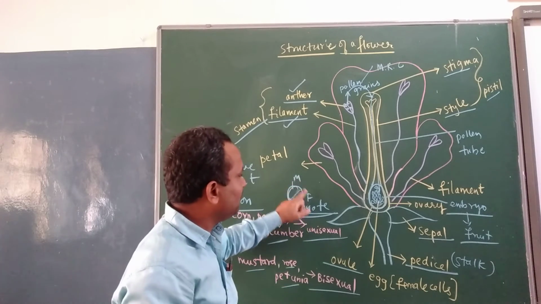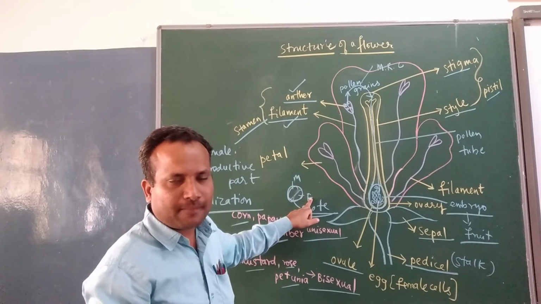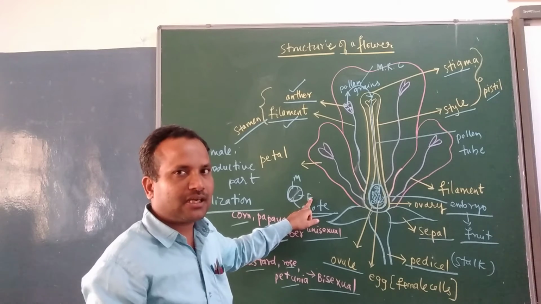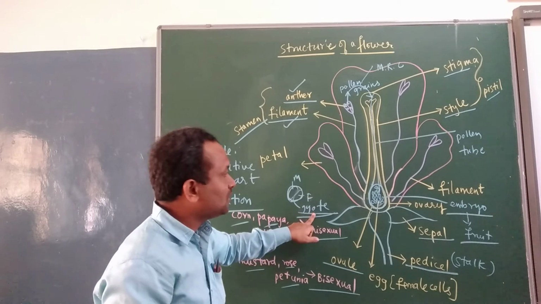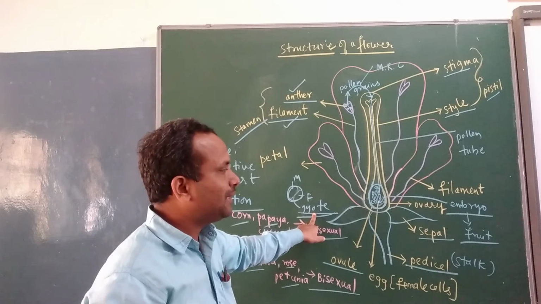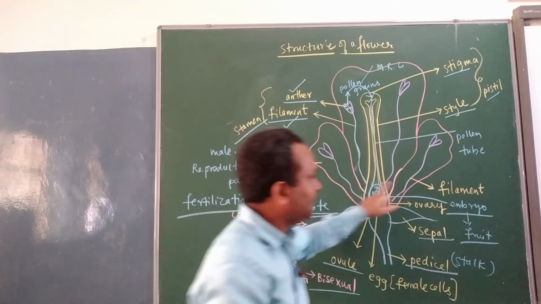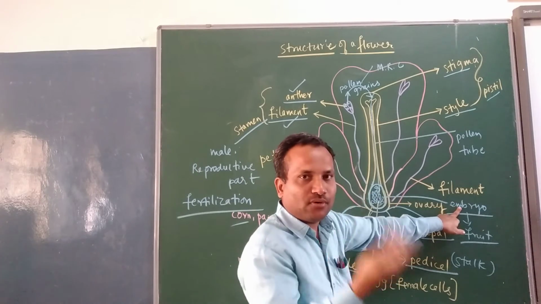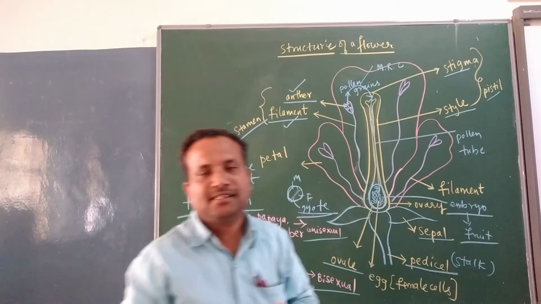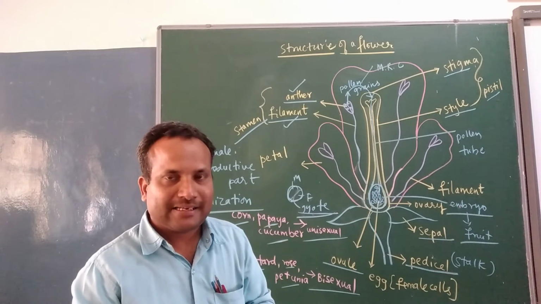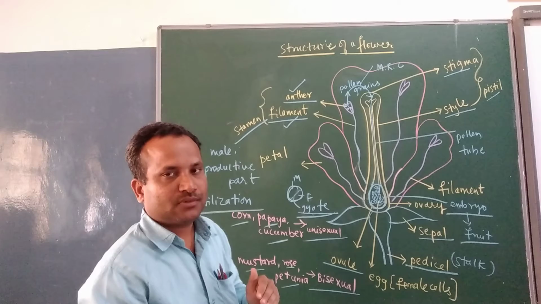Yes children, male female cell fusion, we call it fertilization. After fertilization, we call it a zygote. Zygote further develops into an embryo. Embryo further develops into a fruit which contains seeds. This is all about pollination.